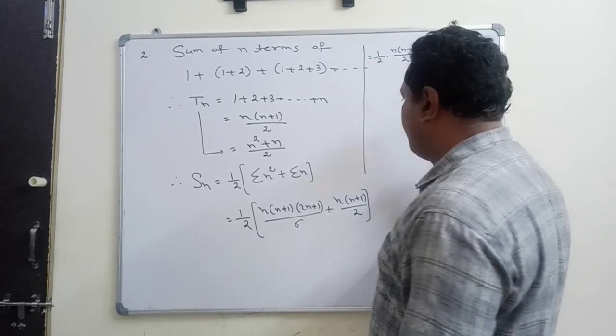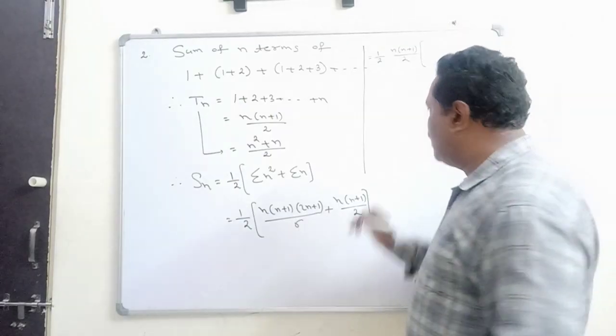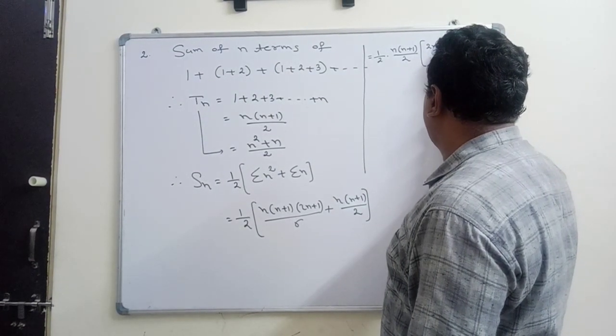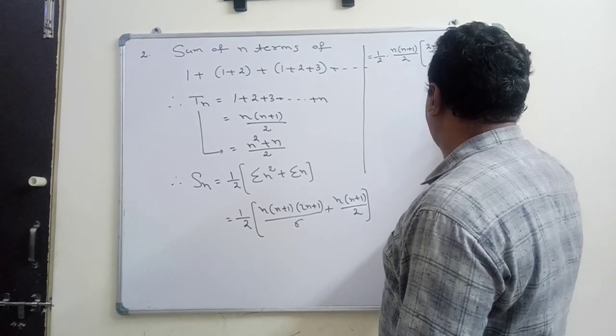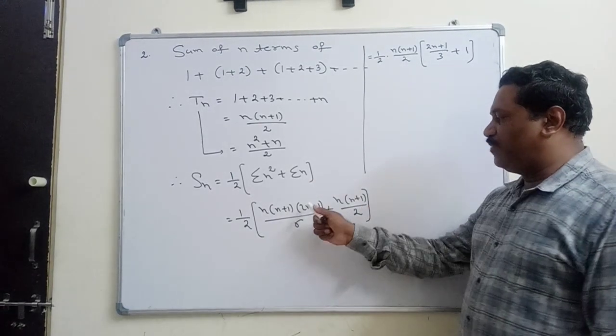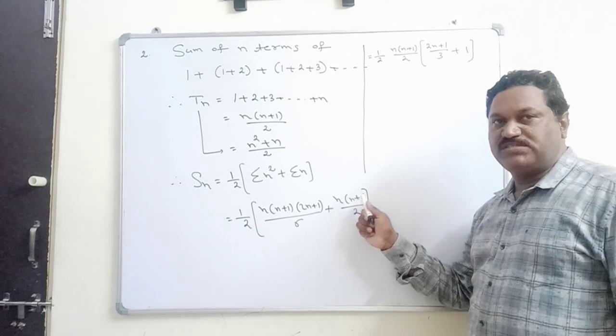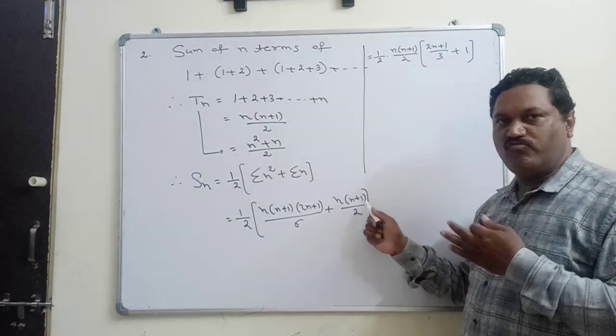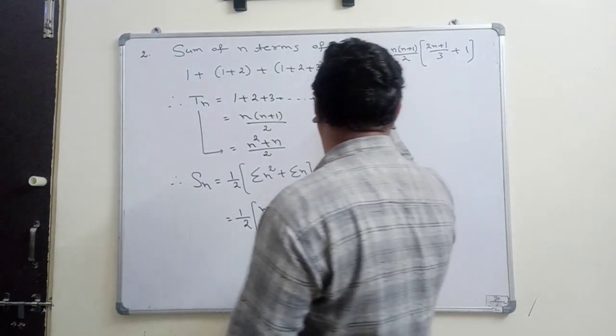Take n into n plus 1 by 2 as the common. The remaining is 2n plus 1 by 3 plus 1 will be there. So 2n plus 1 by 3 will be there here, plus this entire thing we have taken common, remaining 1 will be there. Now carefully we have to simplify this.